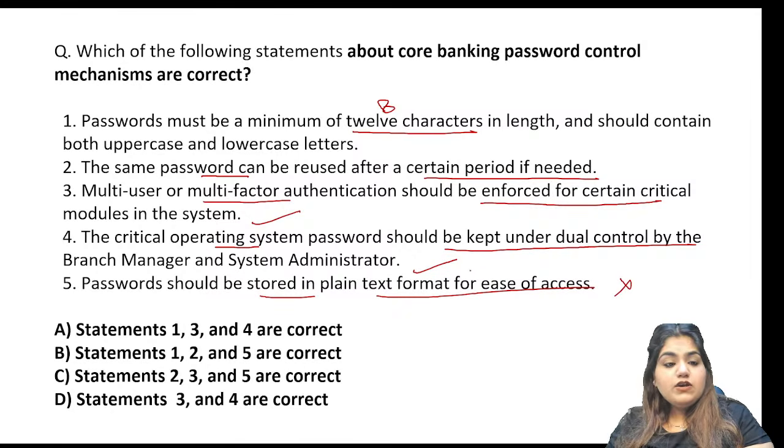That will give us 2, 3 and... 2 is incorrect, right? 2 is incorrect. 2, 3 and 4 are correct. That will give us D as the correct answer.